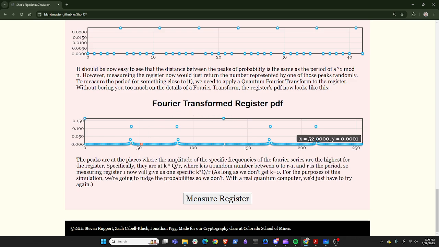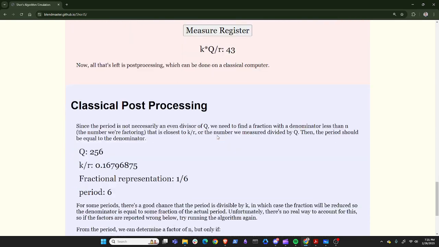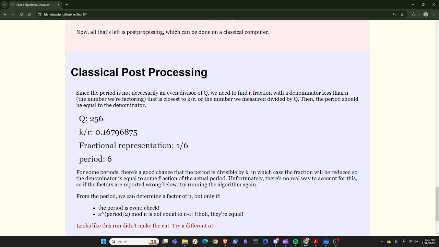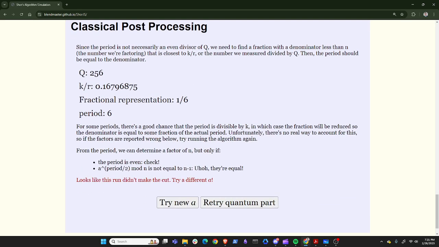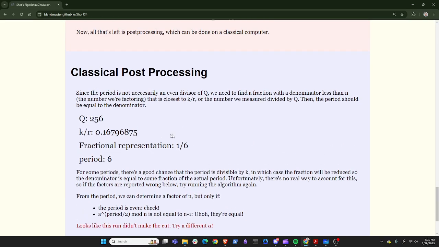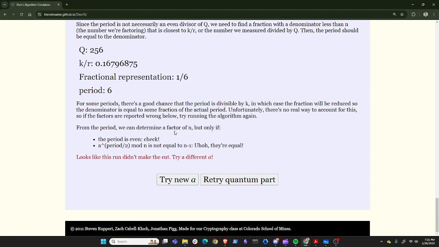So the peaks are where the amplitude of the specific frequencies of the Fourier series are the highest for the register. Specifically, it's at k times q divided by r. I apologize because this is slightly confusing, because they didn't talk about it in the book in terms of q. So I'm giving you something that's slightly different, but it's an interesting way to look at it.